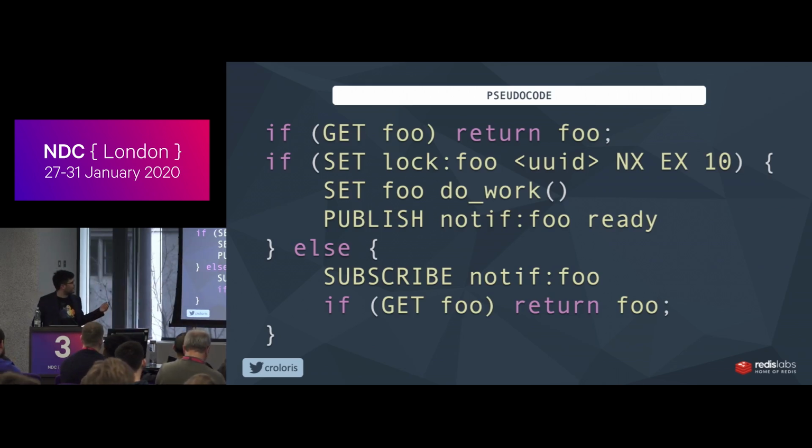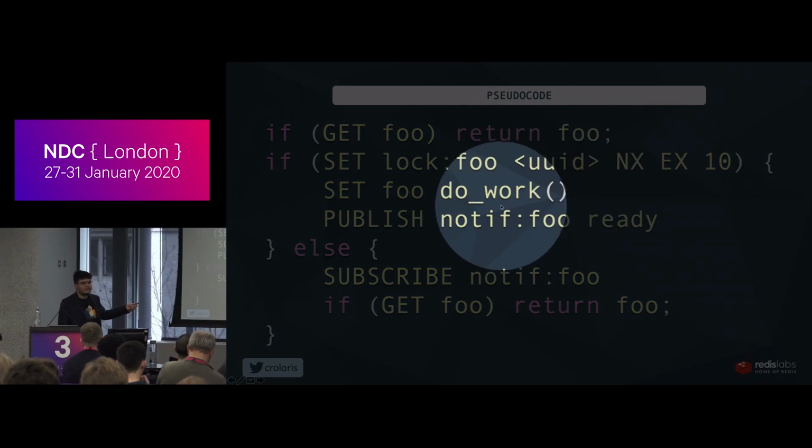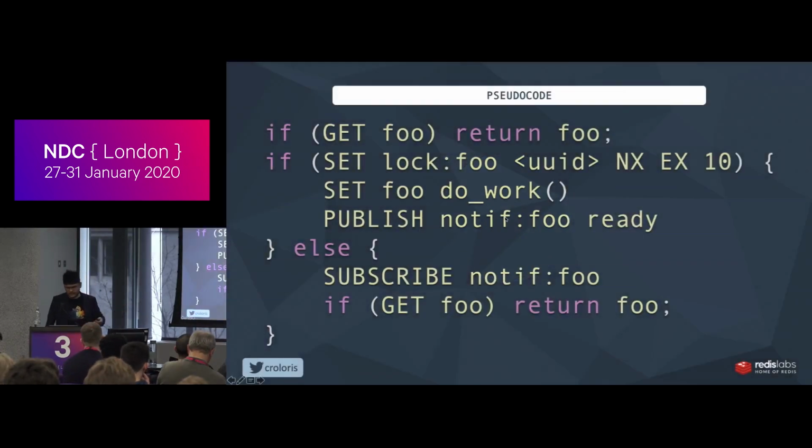So what you need to do is try to get foo again after you subscribe, because that way you close the window. There are definitely other ways of doing this. This is just one approach, but this is basically what my implementation does. I'm going to showcase my library after this, and all of this is done by the library. The only thing you have to do is provide the do work function here. That's provided by you. Everything else is done by the library.